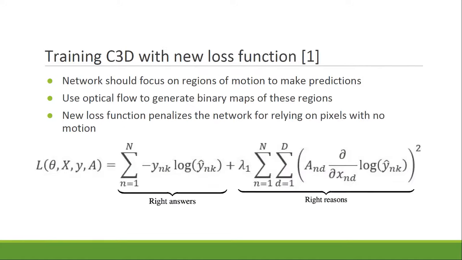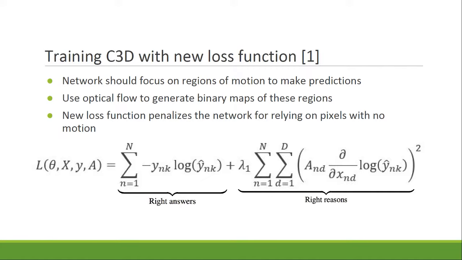Then we used that C3D model as a pre-trained model to then fine-tune it with a new loss function. This loss function penalizes the model for using background pixels to make its prediction.